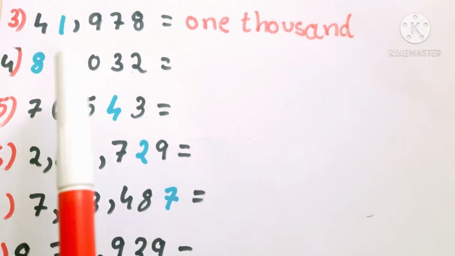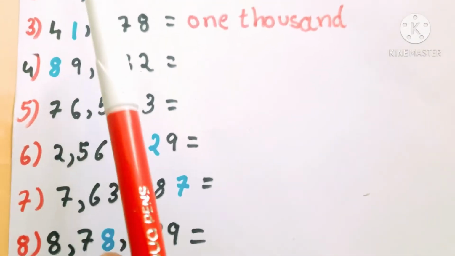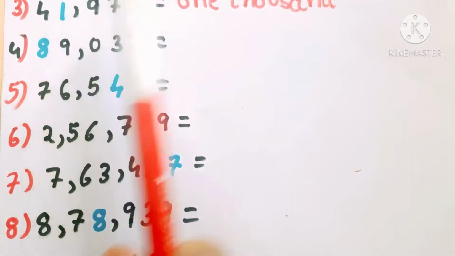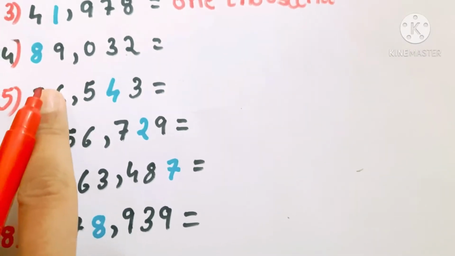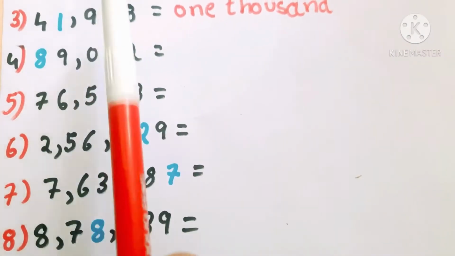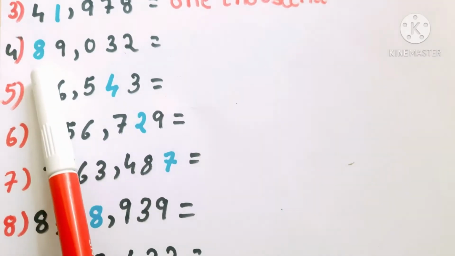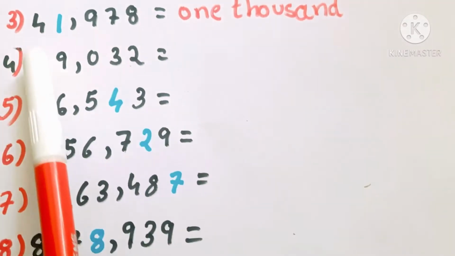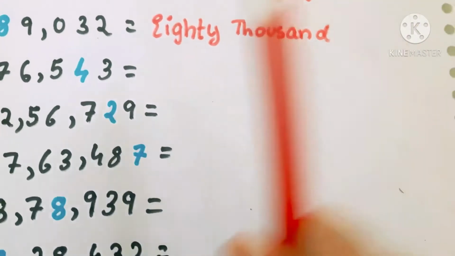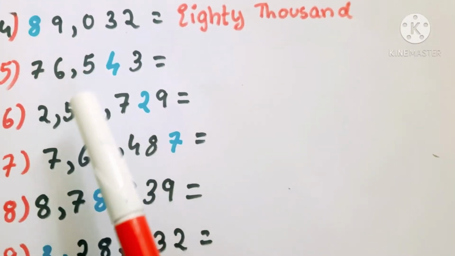You have 89,032. So the blue color digit is 8. So let's write, here you have this digit in blue color and it is there in the ones, tens, hundreds, thousands, ten thousands, right? So write 80,000. Write 80,000. So let's write the next one.